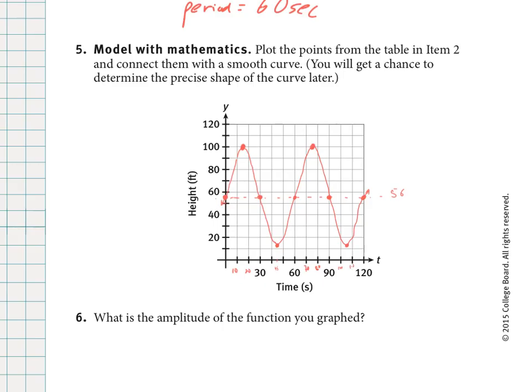And oh my goodness gracious, there it is. It looks a lot like our sine and cosine graphs that we've been seeing along the way in our previous section. So yes, the height of you, as you ride on this Ferris wheel, goes up and down over and over and over again. So it's at 56. It has a max of 100 and a minimum of 12. And so let's start to analyze these things.